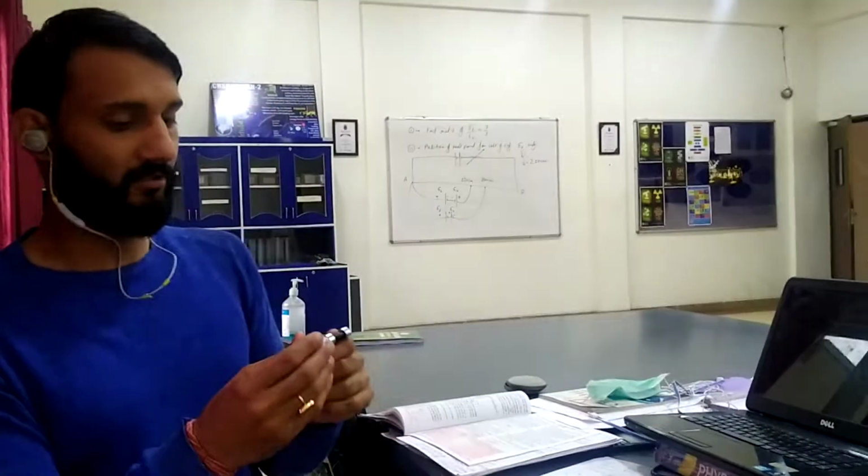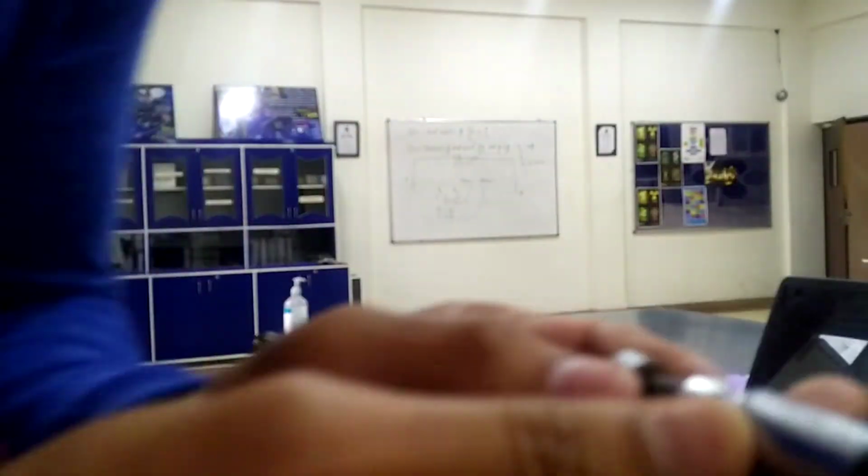In the positive zero error, the 0 of the circular scale reading was coming below the 0 of the main scale. So in this case, what will happen? Obviously, the 0 of the circular scale reading will come above the 0 of the main scale reading. So let us have a look here.